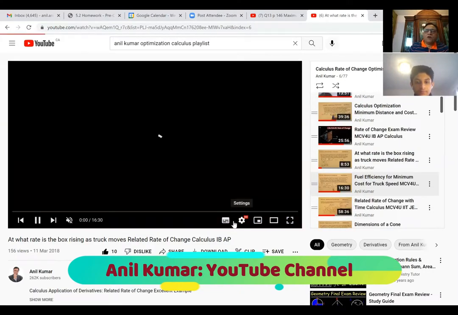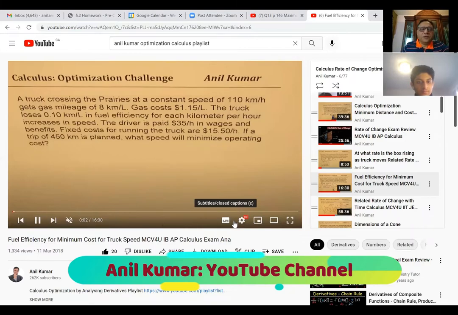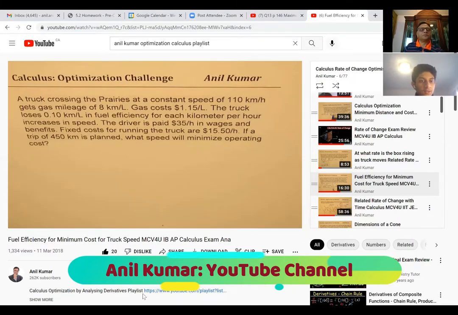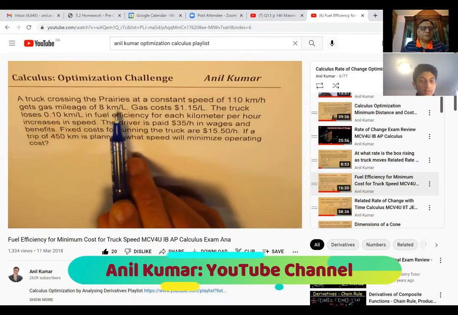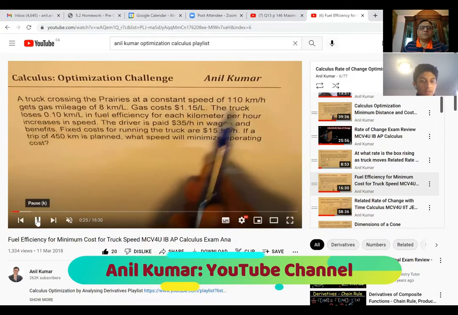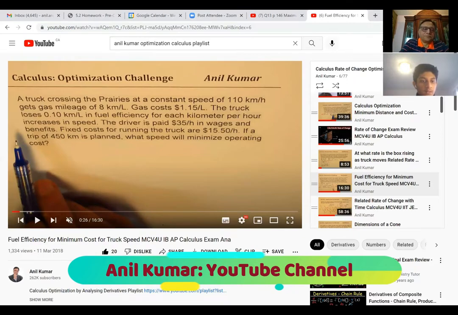Here is another question, which is about the fuel efficiency. Can you please read this question? Yes, sir. A truck crossing the prairies at a constant speed of 110 kilometers per hour gets a gas mileage of 8 kilometers per liter. Gas costs $1.15 per liter. The truck loses about 0.1 kilometers per liter in fuel efficiency for each kilometer per hour increase in speed. The driver is paid $35 per hour in wages and benefits. Fixed costs for running the truck are $15.50 per hour. If a trip of 450 kilometers is planned, what speed will minimize operating cost?